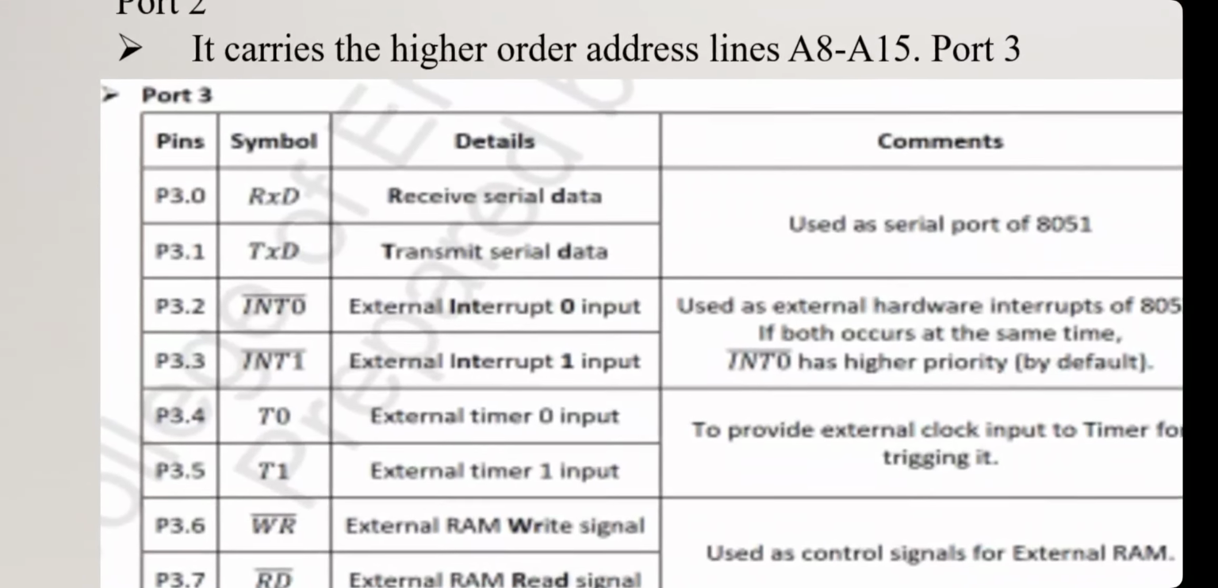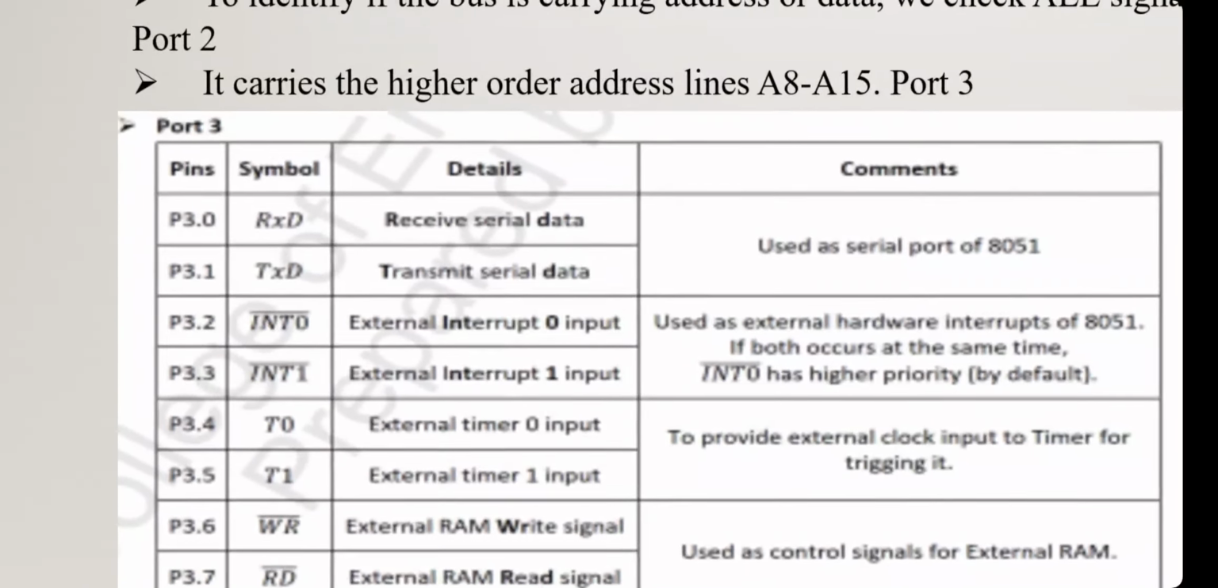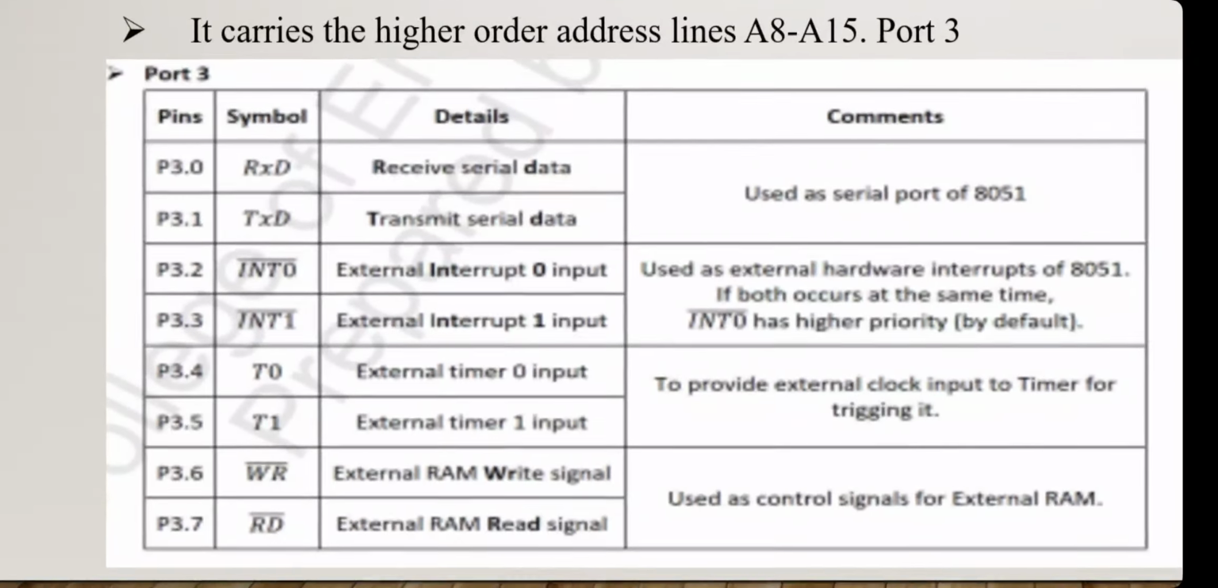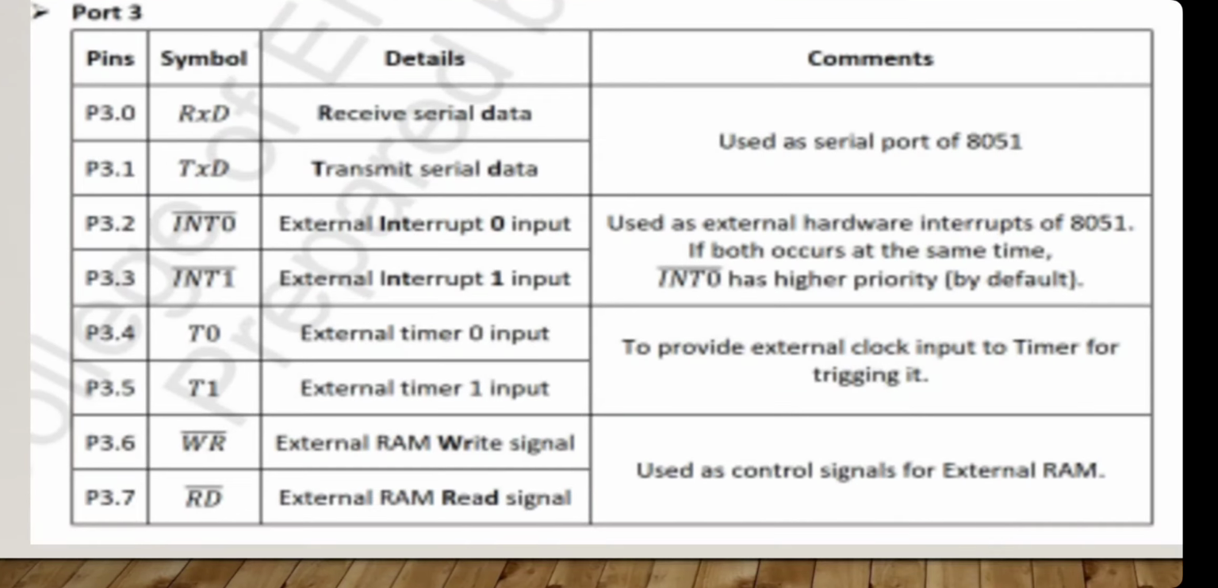Then P3.4 and P3.5 are the two timer inputs, that is external timer 0 input and external timer 1 input, T0 and T1. So they provide an external clock to the timer for triggering. In order to trigger timer 0, we use the T0 pin, and in order to trigger timer 1, we use the T1 pin. Then P3.6 and P3.7 are used as control signals for external RAM.